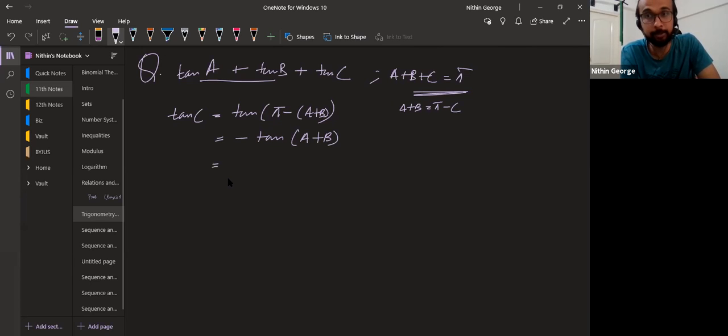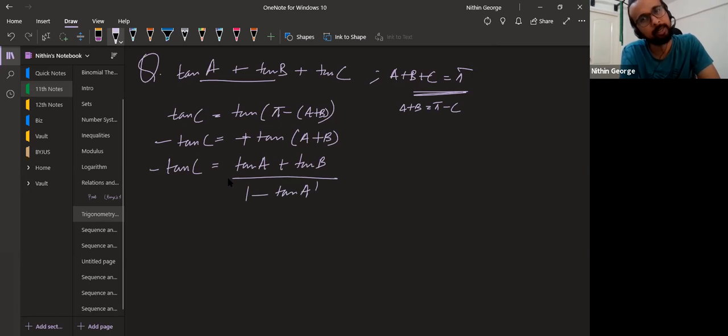Okay. And what is tan(A+B)? So I'll take the minus to this side: minus tan C equal to plus this thing. Minus tan C equal to tan(A+B). What is that? Tan A plus tan B by 1 minus tan A tan B. Got this?